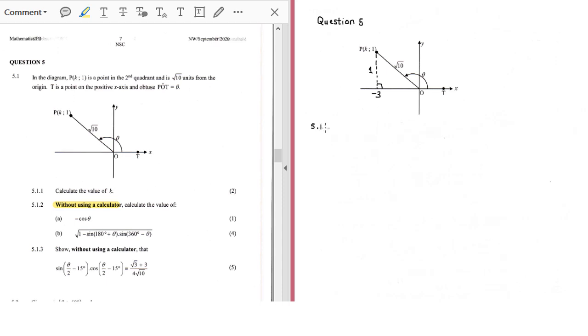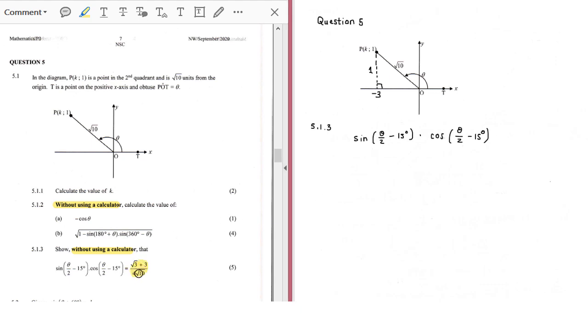Okay, question 5.1.3 says, show without using a calculator that the sine of (theta over 2 minus 15 degrees) times the cosine of (theta over 2 minus 15 degrees) is equal to all of this. Alright, so the trick over here is really just to recognize this pattern, sine times cos.